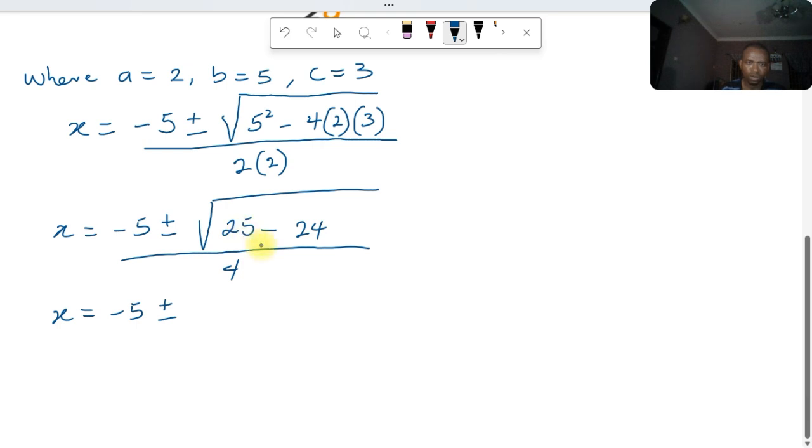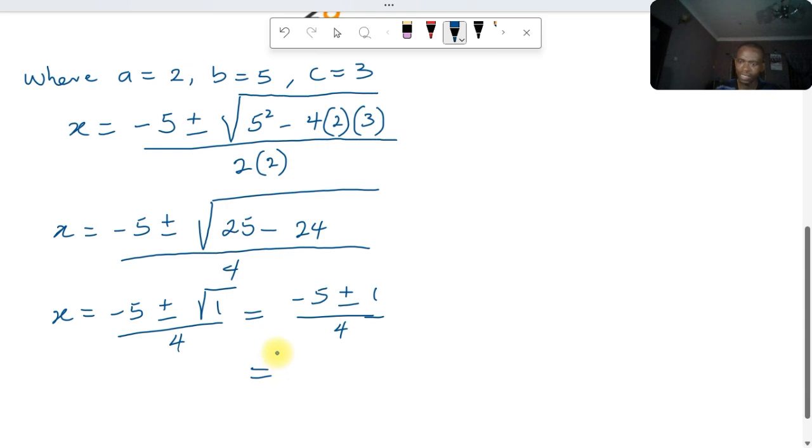If we proceed, we have minus 5 plus or minus. Now if you take care of the content under the square root, you have 25 minus 24, the answer is 1. So you have the square root of 1, divided by 4. Now if you take the square root of 1, you realize that the answer is 1. If you press your calculator, you will have 1, everything all over 4.